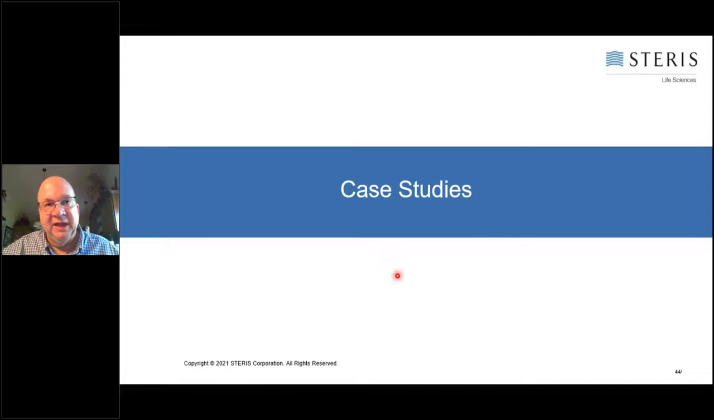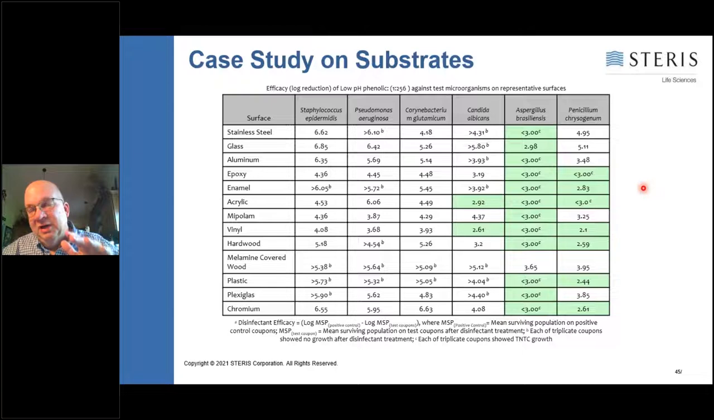So, first off, I want to talk a little bit about some of the coupon studies, and then I'm going to get specifically into the field trials. With the coupon studies, this is some data from three different pharma sites in France. As you can see here on the left-hand side, these are different coupon surfaces they used.